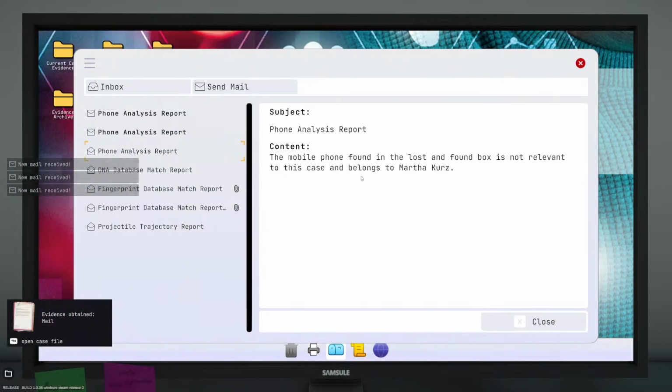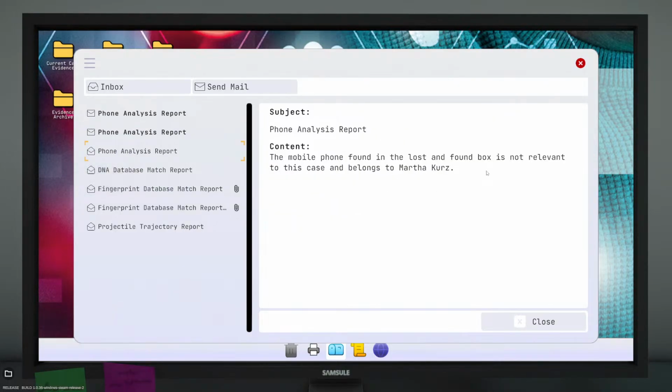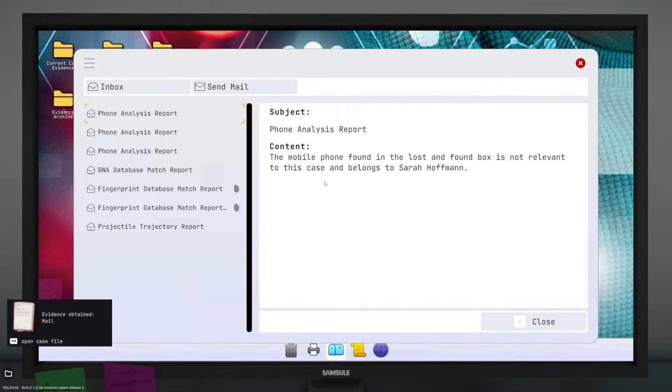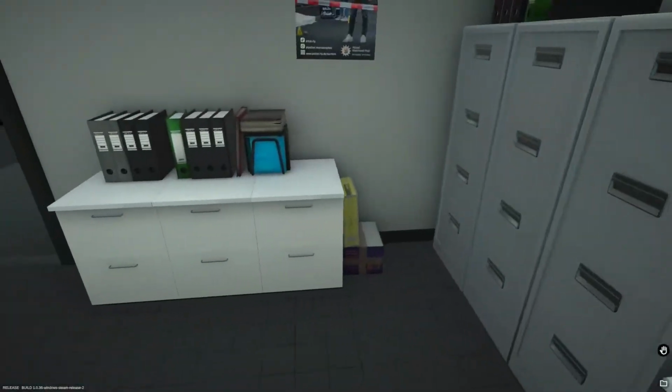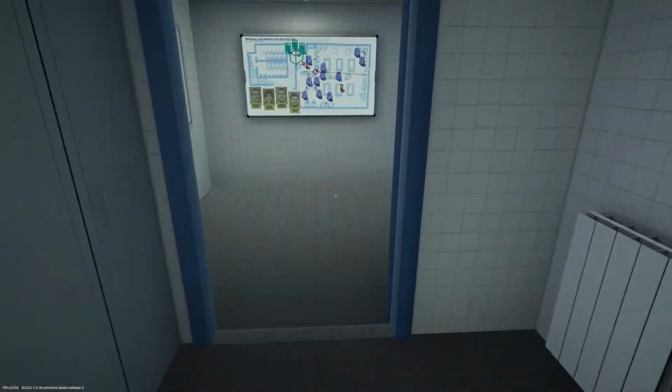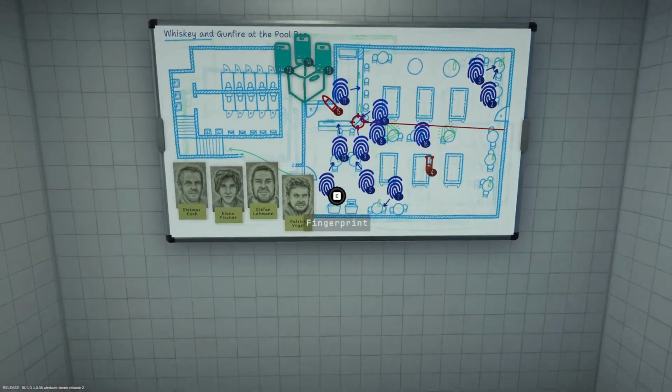Okay, phone analysis. The mobile phone in the lost and... Oh, that was a lost and found box. That's why they were under there. Okay. Is not relevant to the case and belongs to Martha. That makes more sense now. Okay. It's not relevant or belongs to Roman. Not relevant or belongs to Sarah. Okay. So they were in the lost and found.